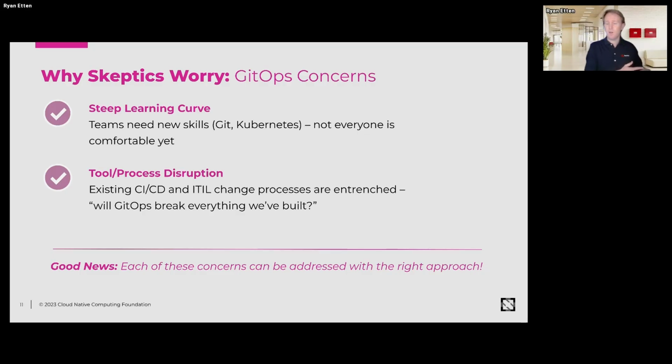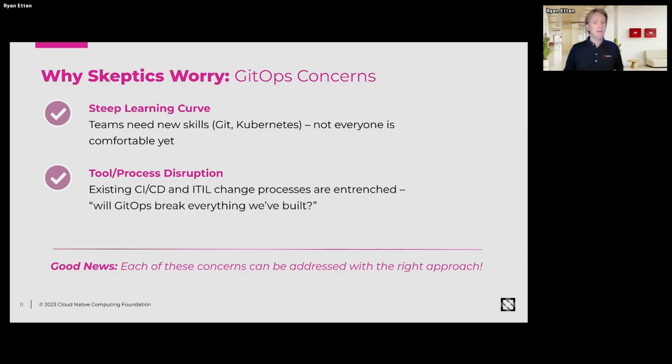The ops folks just don't want to become developers writing pull requests, and devs don't want to deal with ops configs. So there's a fear that adopting GitOps will require significant retraining and even redefinition of roles. So if this isn't addressed, this can indeed be a barrier. People are going to resist what they feel unprepared for.